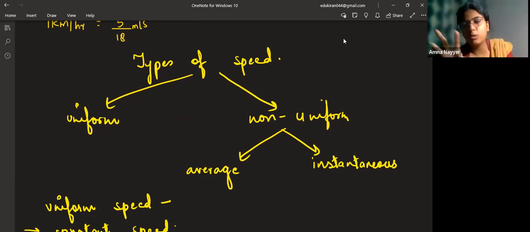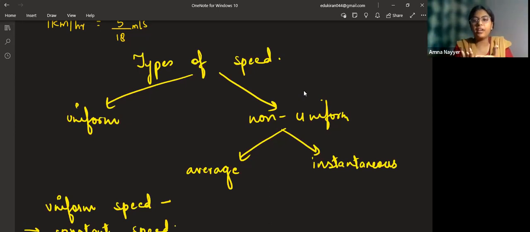Now, types of speed. You have two types of speed. One is uniform, the other is non-uniform. Please have this in mind because the same thing will come for velocity, and for acceleration the same thing will get repeated. Uniform speed is when speed is not changing with respect to time. Say 5 meter per second at this point, 5 meter per second at this point, everywhere it is 5 meter per second. When the magnitude isn't changing, speed is uniform.